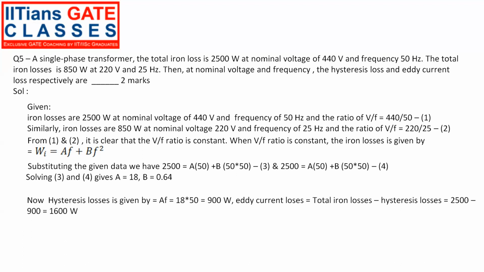So hysteresis loss is given by AF, that is 18 into 50, 900 watts, and eddy current loss is total losses minus hysteresis loss. At nominal voltage and frequency, the total iron losses are 2.5 kilowatt, right? Substitute. If you take the difference, you will be getting 1600 watts.